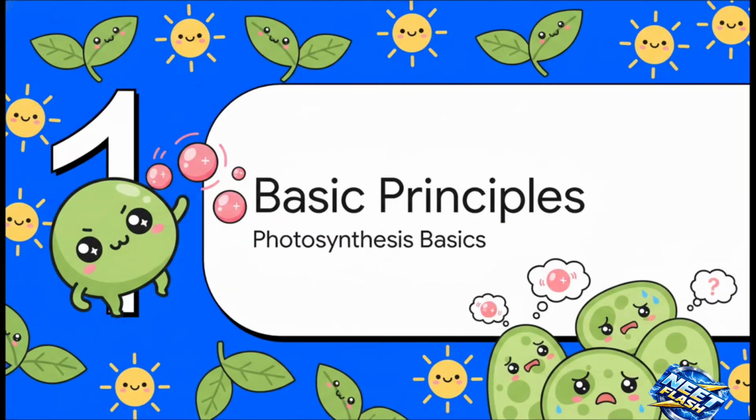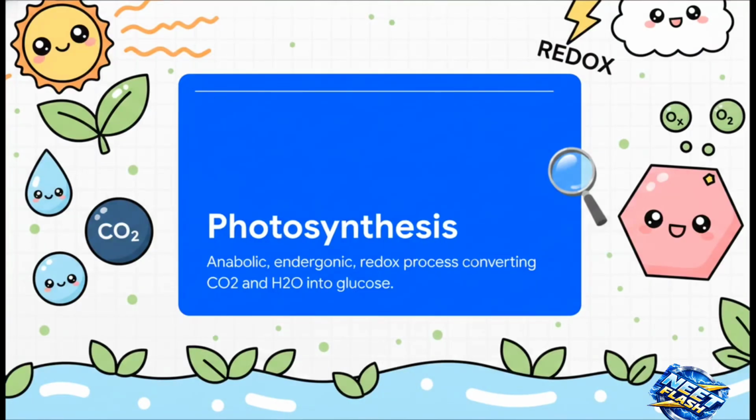Section 1, Basic Principles. To really get this, we need to look at photosynthesis, not just as something a plant does, but as a massive energy problem that the plant literally has to solve to survive. To truly grasp this process, we need to define it super precisely. Photosynthesis is an anabolic process.